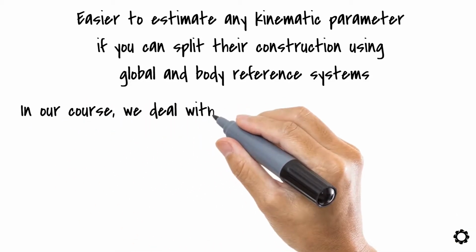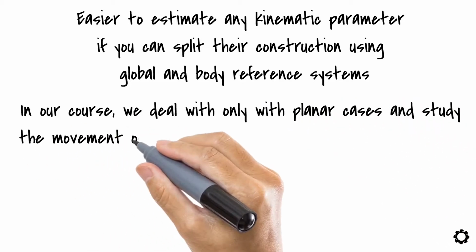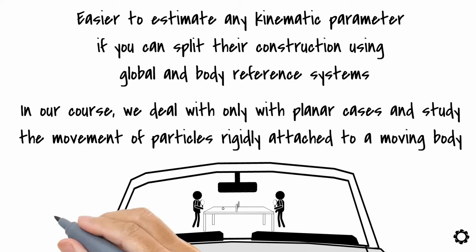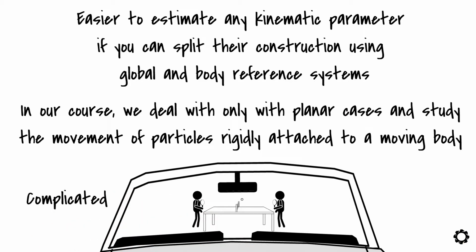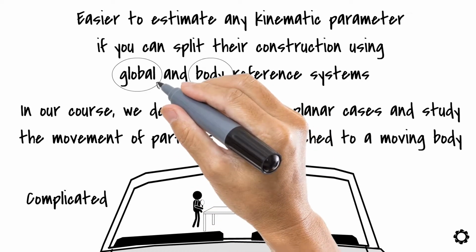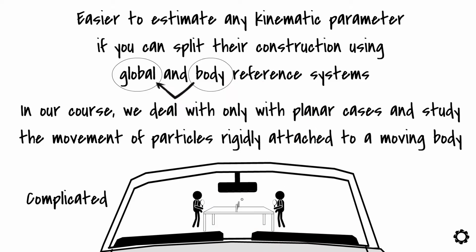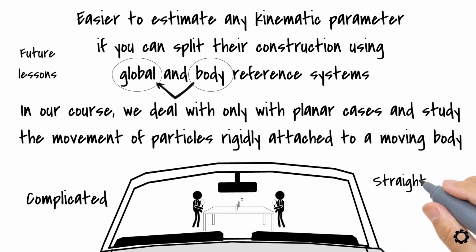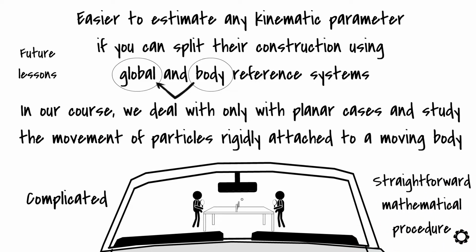In our course, we deal only with planar cases and study the movement of particles rigidly attached to the moving body. The example of the car is far more complicated than the ones that we will be touching in the course. The important message here is that we always need a global reference system to convey the information as engineers, and in many cases, we could make the use of a body reference system to help us to simplify the problem. How to finally transform the body reference system quantities into the global coordinate system? That's a topic for our future lessons. Don't worry, this is a straightforward mathematical procedure that you only need to learn once.